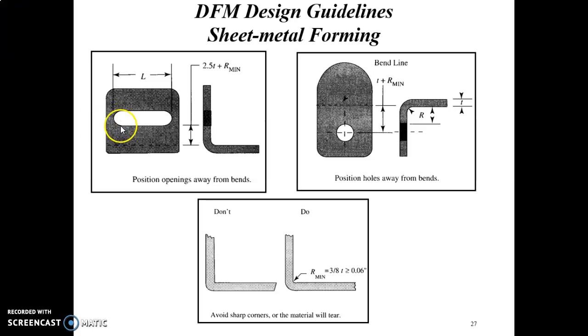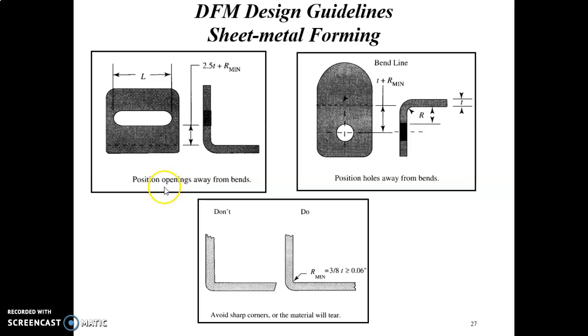So for this sheet metal design, as a rule of thumb, the distance from the outside of the material to the bottom of the cut off should be equal to the minimum flange length, which is 2.5 times the thickness of the material plus the minimum radius of the bend.